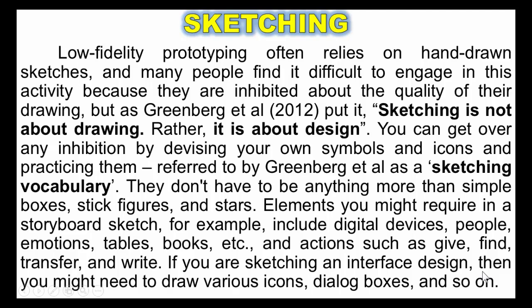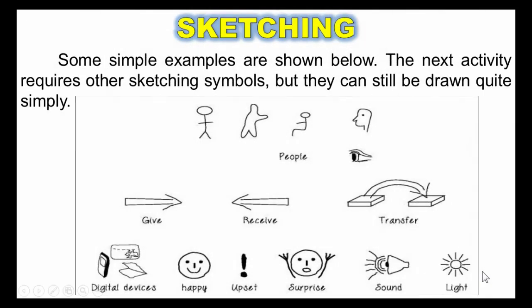Elements you might require in a storyboard sketch, for example, include digital devices, people, emotions, tables, books, etc., and actions such as give, find, transfer, and write. If you are sketching an interface design, then you might need to draw various icons, dialog boxes, and so on. Some simple examples are shown below. The next activity requires other sketching symbols, but they can still be drawn quite simply.